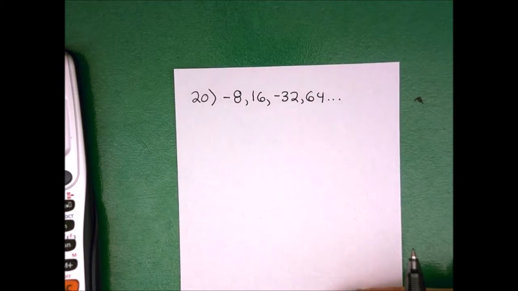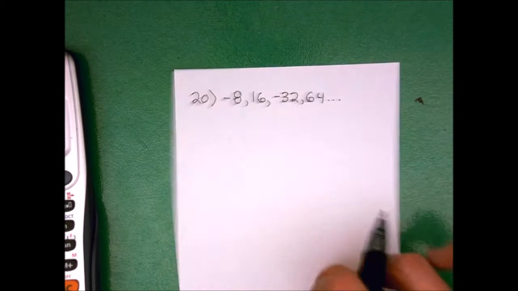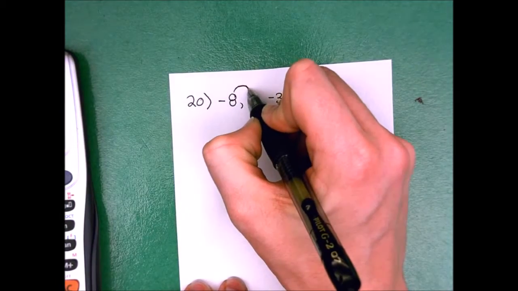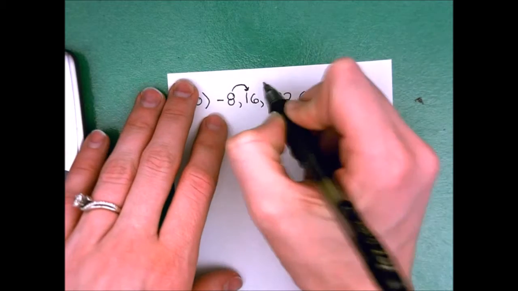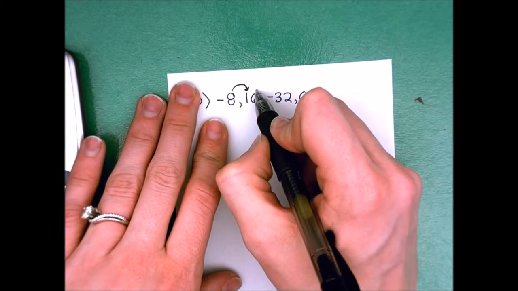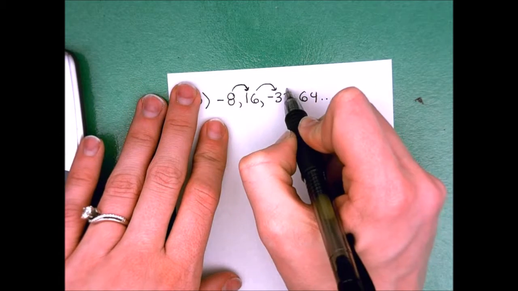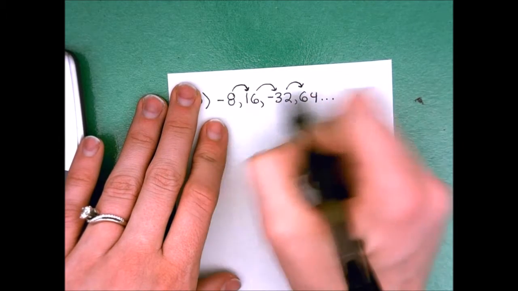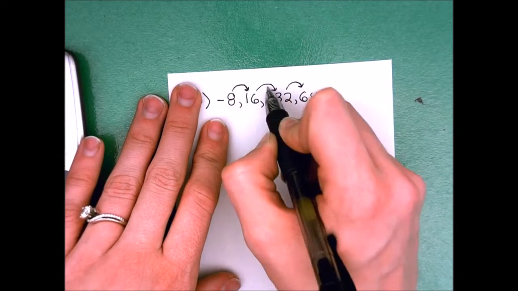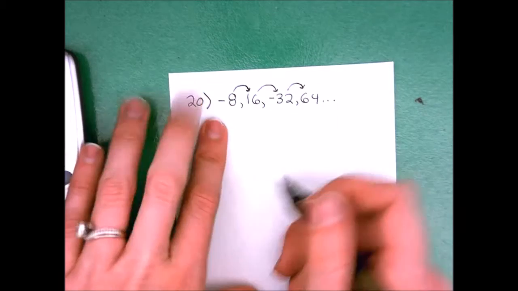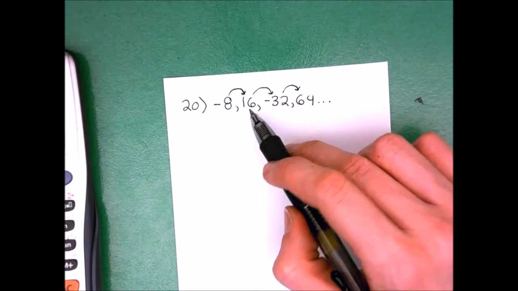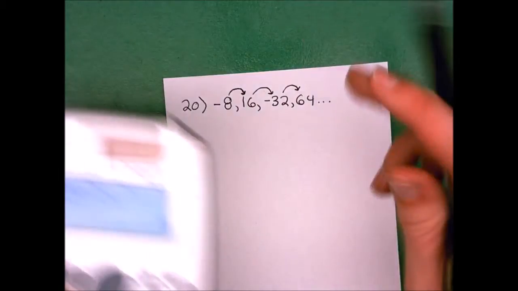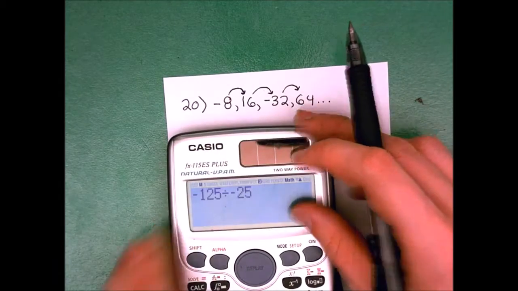The first is to determine if it's a geometric sequence, and the only way this is a geometric sequence is if, as I look from -8 to 16, and 16 to -32, and -32 to 64, I'm multiplying by the same number each time. So looking at -8 to 16, the multiplier might jump right out at you. If it doesn't, we can find it using inverse operations.